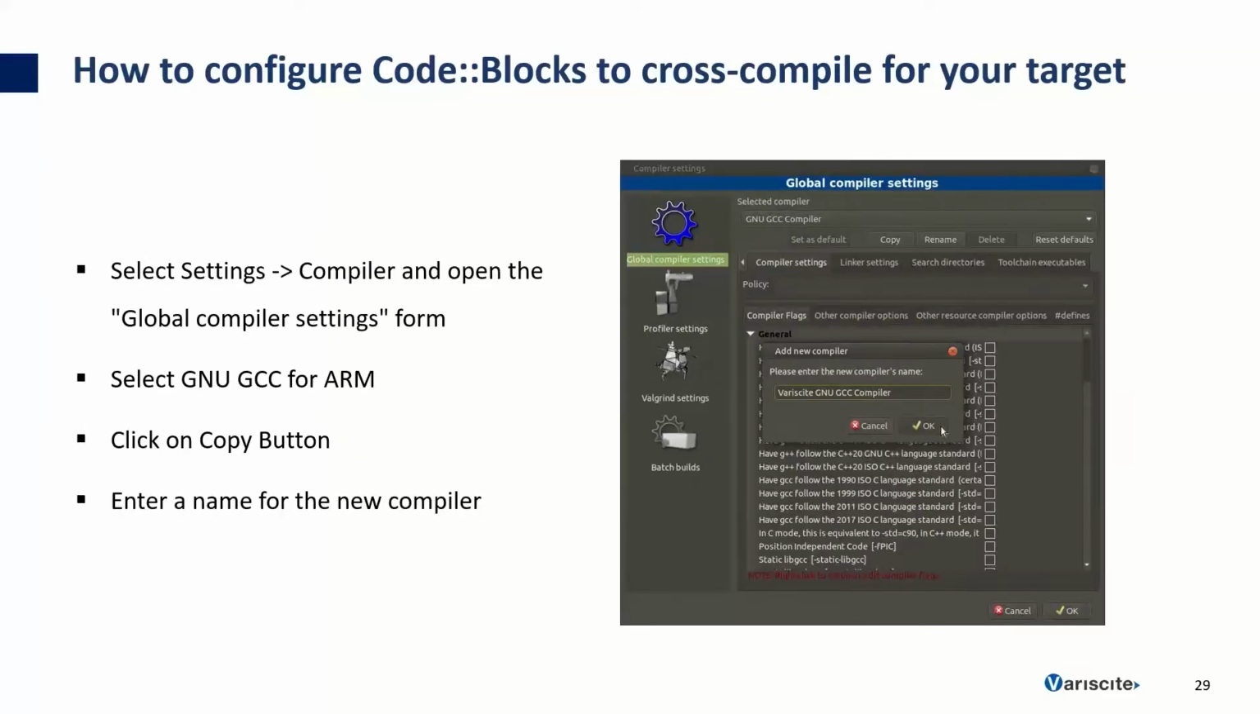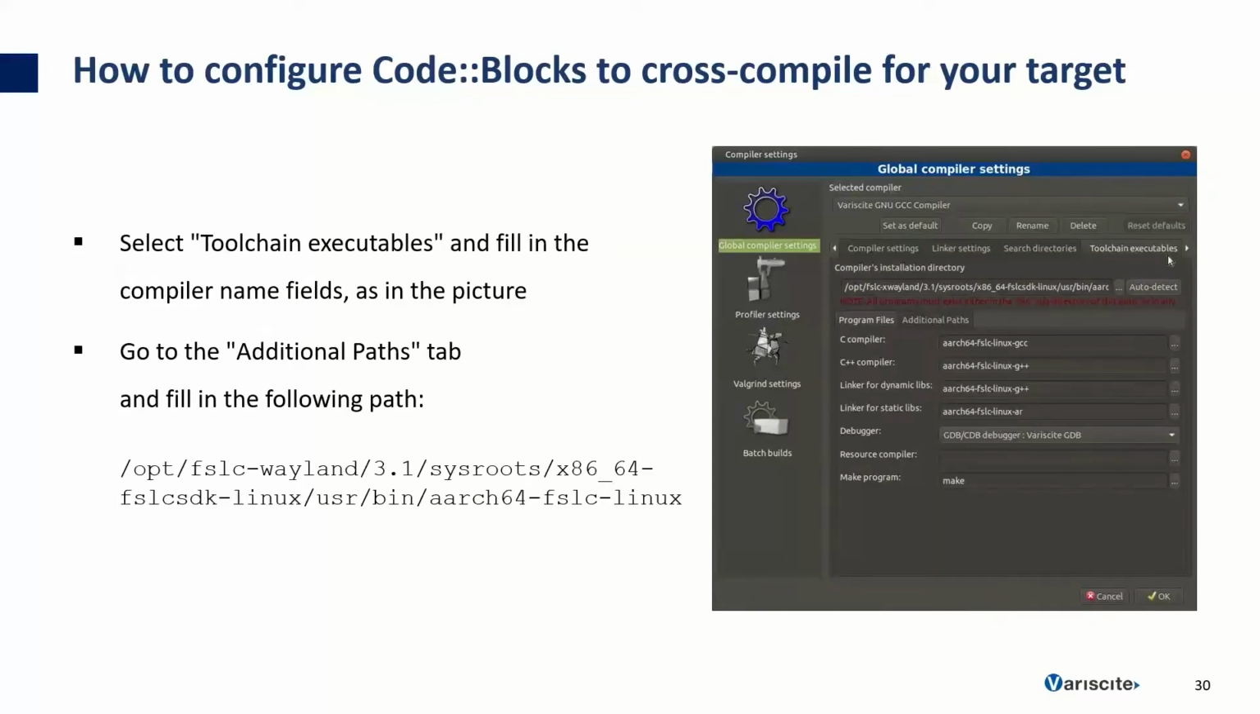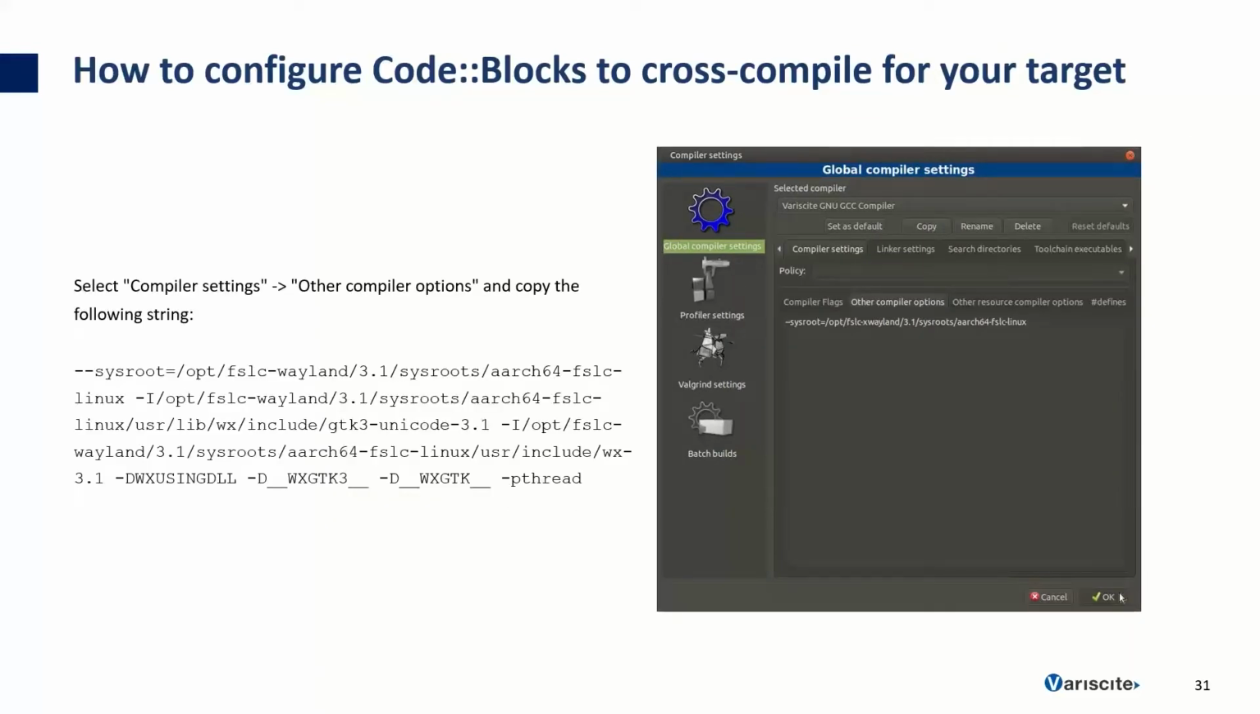Once we set the debugger, we need to set also the compiler. So we will make a copy of the standard compiler, and we will start customizing it. We will enter our own name. We will set the right path for the executables, and we will set the dedicated set of flags that are required for wxWidgets. These flags are partially similar to those that you may see in the wiki page, mainly because we are using a dedicated toolchain here.